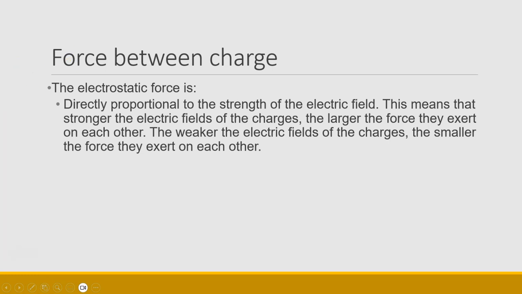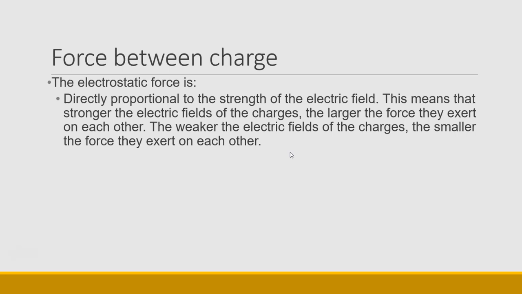So if I've got something that has a bigger charge, it has a stronger electric field around it. If something has a smaller charge, it has a smaller electric field around it. And a bigger charge with a bigger electric field will mean a stronger electrostatic force. Smaller charges with smaller electric fields will mean that the electrostatic force is weaker.